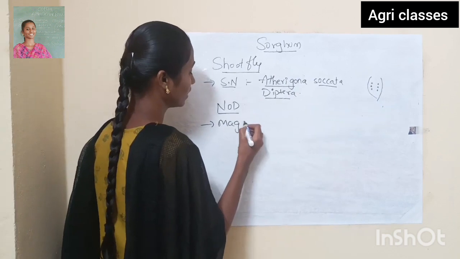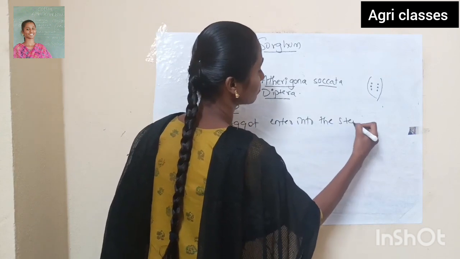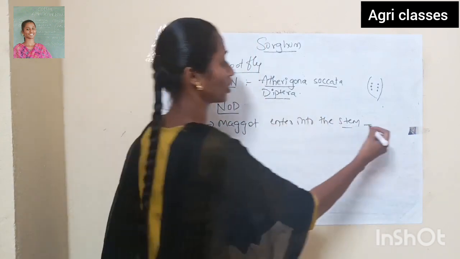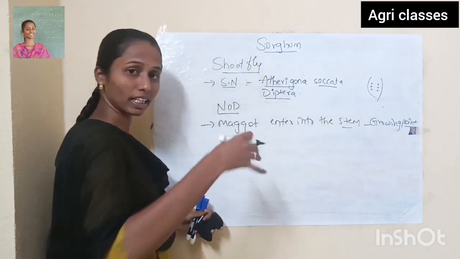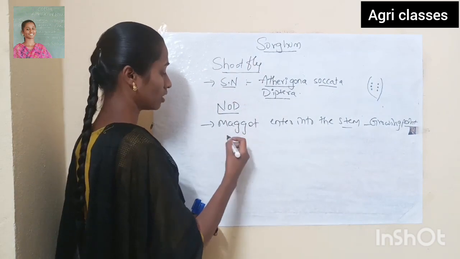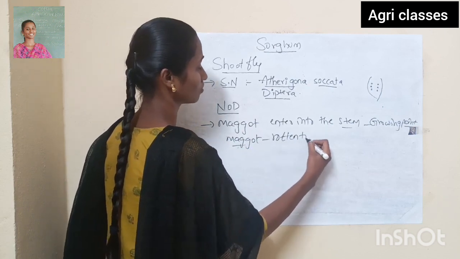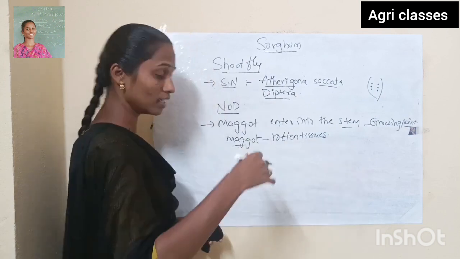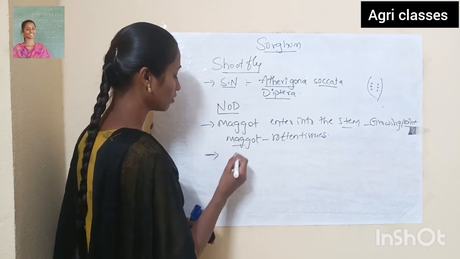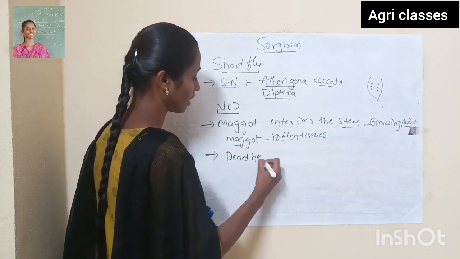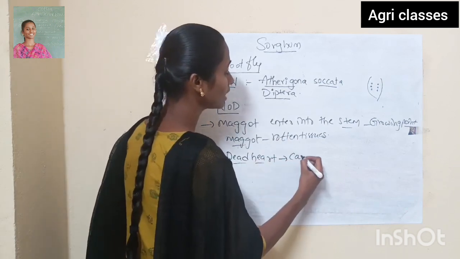First, these maggots enter into the stem and affect the growing point of the stem. They eat the inner tissues and live on them inside the stem. Due to this nature of damage, we can see the symptoms of dead hearts. The main central shoot will die, and these are called dead hearts. They can be easily pulled out.